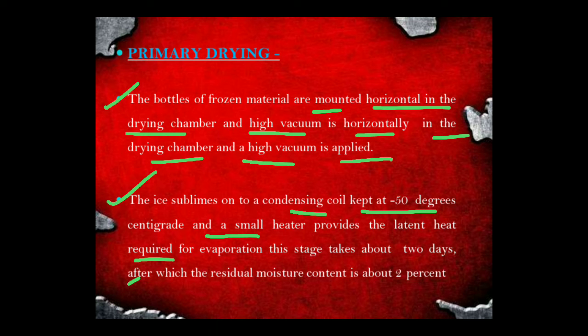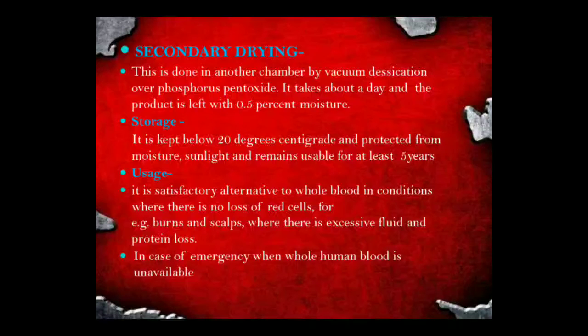So it is a step of freeze drying, that is, dried at minus 50 degrees centigrade. Now we will study the secondary drying process. This is done in another chamber by vacuum desiccation over phosphorus pentoxide. It takes about a day and the product is left with 0.5% moisture.